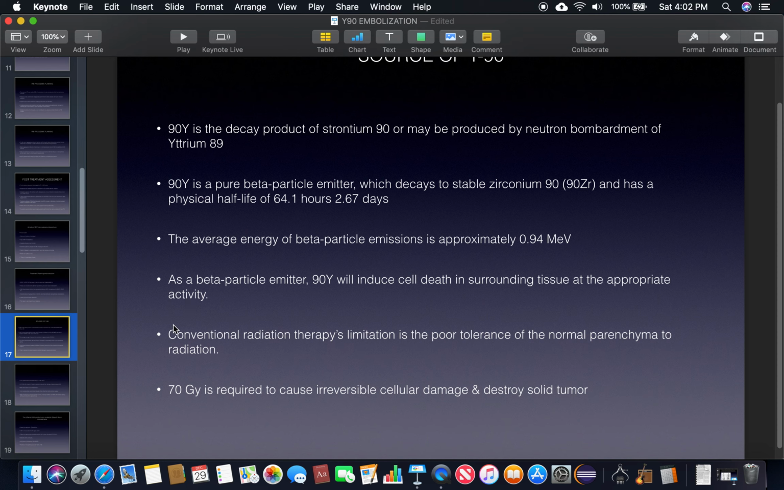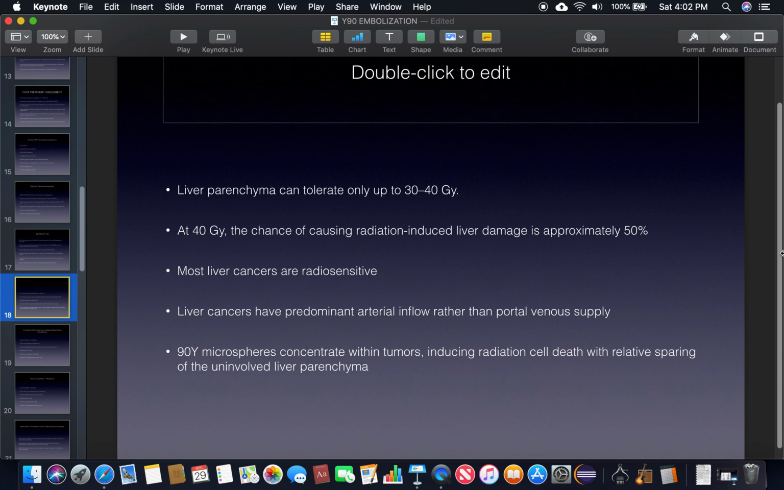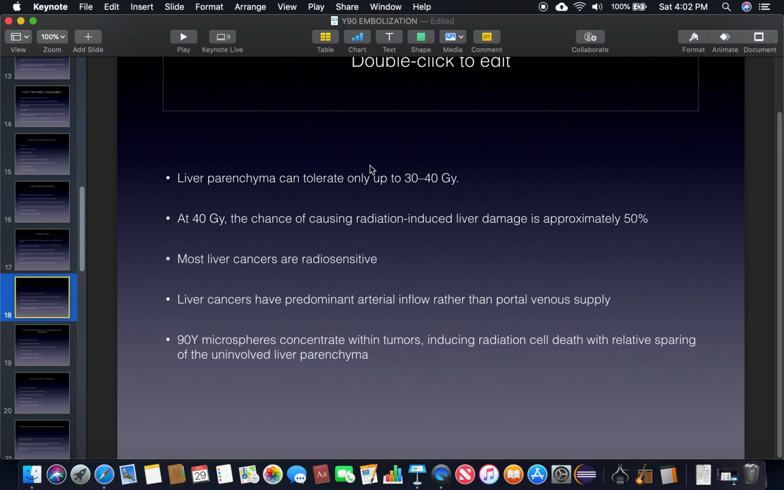I mentioned that conventional radiation therapy is limited to only 30 gray, beyond which the liver cannot tolerate it. But we require 70 gray of radiation to kill and destroy the solid tumors. So that is where this intra-arterial radiation becomes more effective. The liver parenchyma can only tolerate 30 to 40 gray. Beyond 40 gray, there is a chance that there will be liver damage.